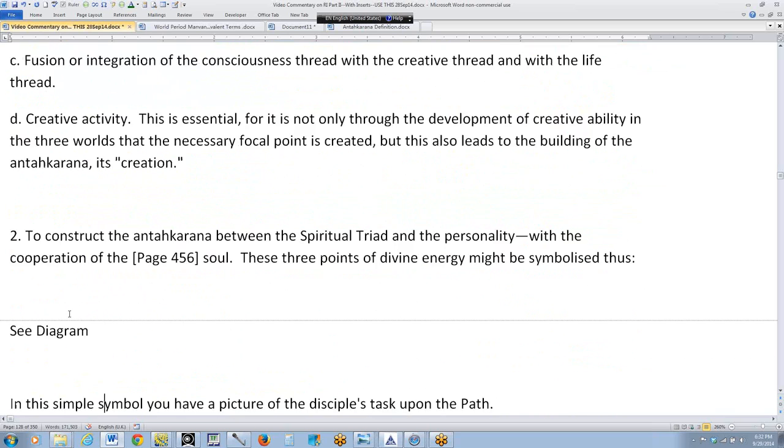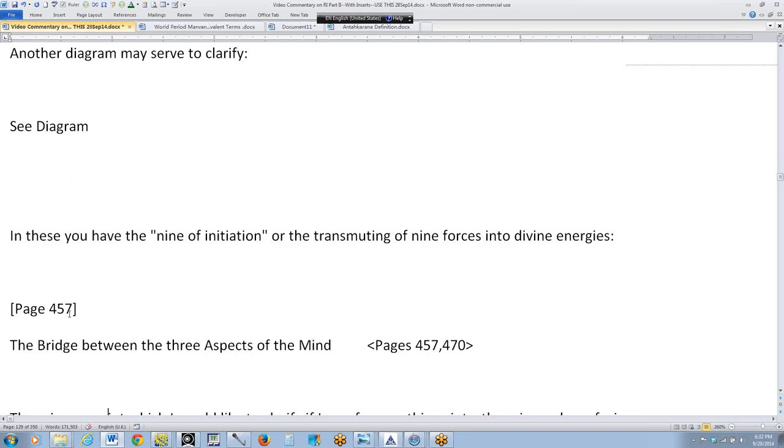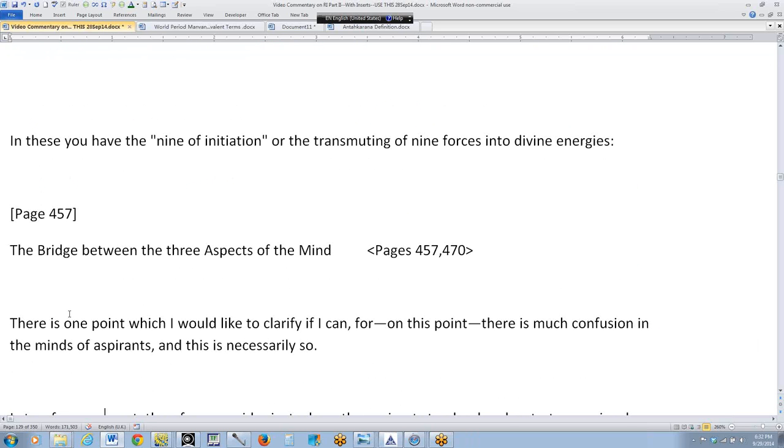Now let's just see how much. There is a diagram here, and the diagram will have to be inserted.